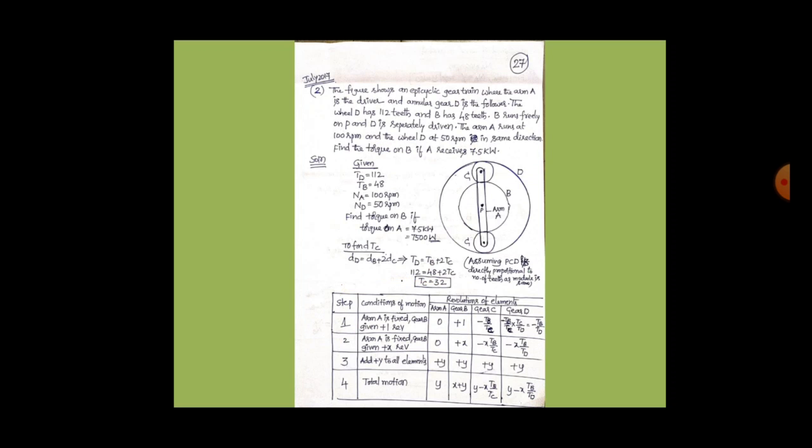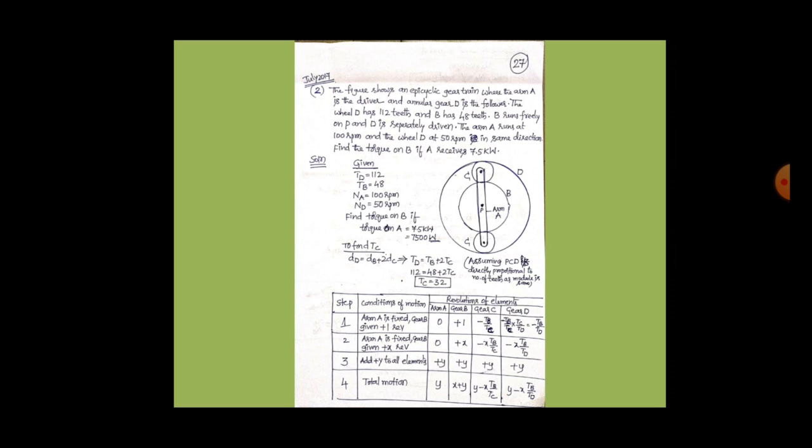Next, find the torque. Here I have calculated the speed of wheel B, and wheel C also, if you want. But I need the speed of wheel B, that I calculated. Next, find the torque on B if the torque on A is equal to 7500. Now, if you look at the figure, he has given the torque on the arm, and he is asking the torque on the wheel B. So torque on B into angular speed of B is equal to torque on A into angular speed of A.